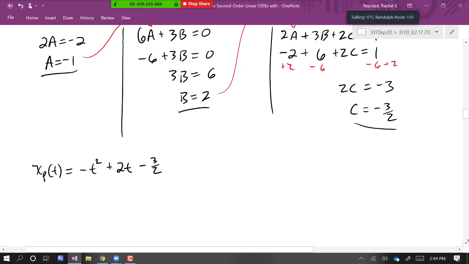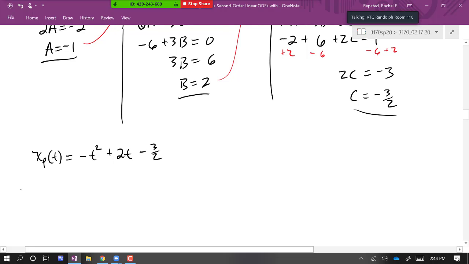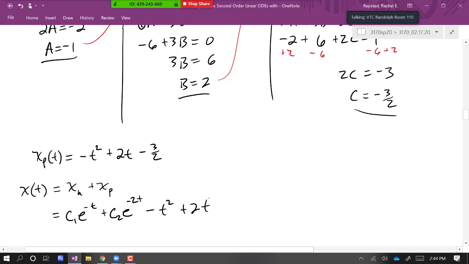Now we're not quite done. We're getting there. We know that our general solution is the homogeneous plus the particular. Our homogeneous was c1 e to the negative t plus c2 e to the negative 2t. And then the particular up here, minus t squared plus 2t minus 3 halves.